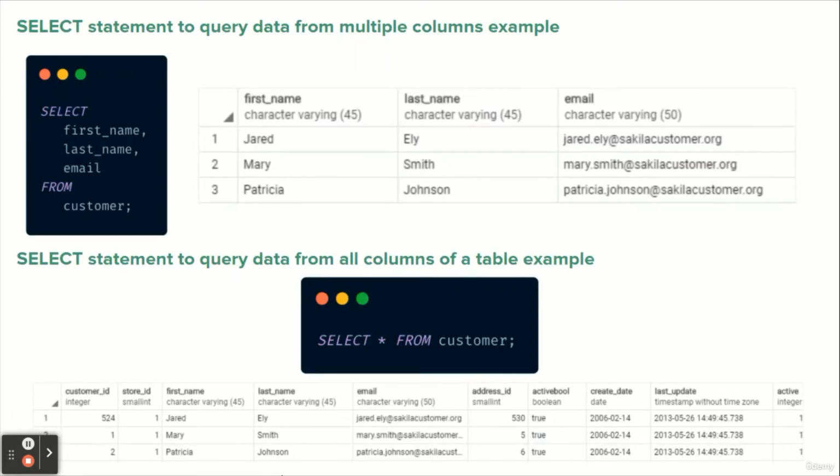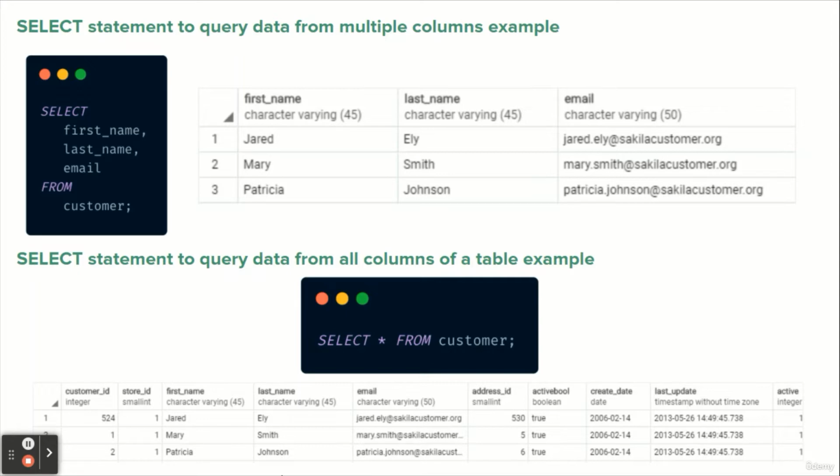Suppose you want to know the first name, last name, and email of customers. You can specify these column names in the select clause as shown in the following query. In the second example, we use an asterisk, which is shorthand for all columns.